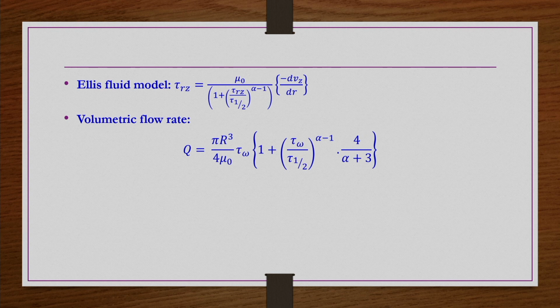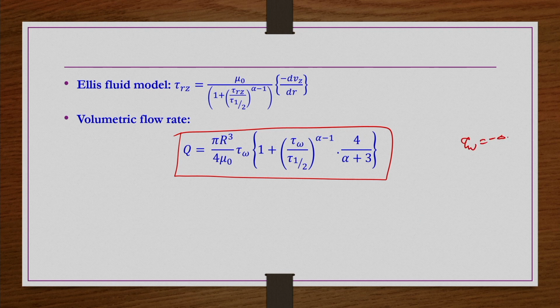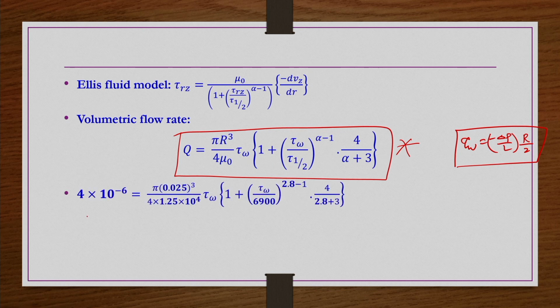In the case of the volumetric flow rate expression, now here it is in terms of tau W, which is again minus delta P by L times capital R by 2, or capital D by 4. So in this equation, except tau W, everything is given. You substitute all those numbers here and get the tau W information, and from there use tau W in this equation to get the minus delta P value. But solving this equation when you substitute all these values is not straightforward. This will also include a trial and error approach.